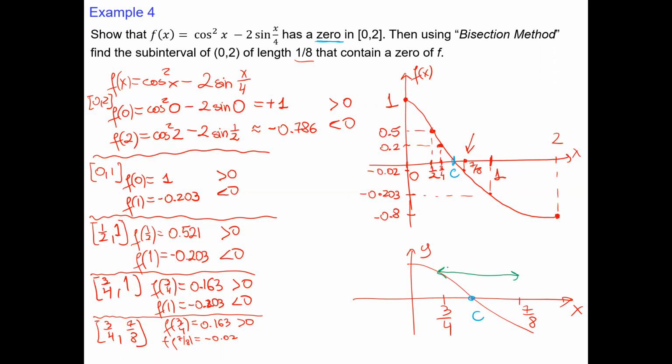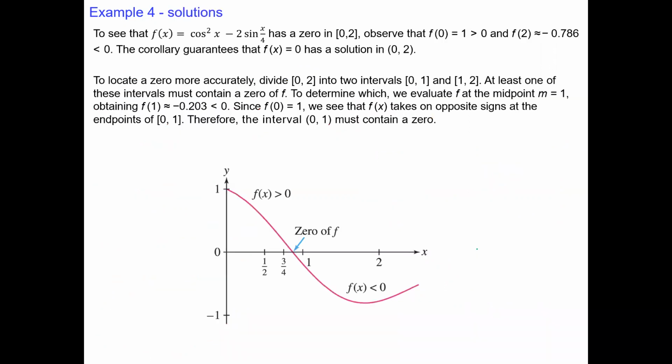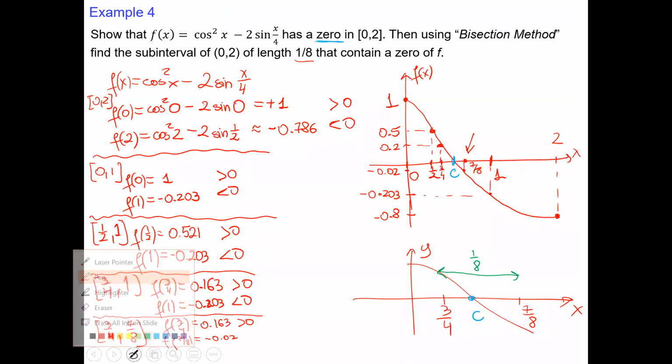Actually, it is 6/8 to 7/8. The length is 1/8. That's what we were supposed to do. And just one more time, this value is positive 0.2, and this value is negative 0.02.